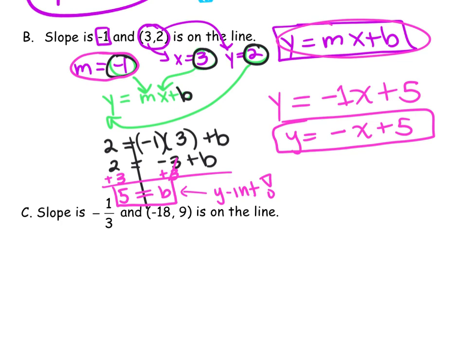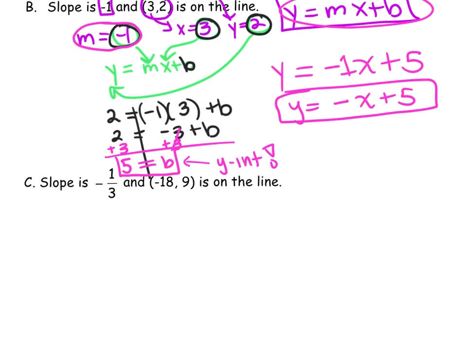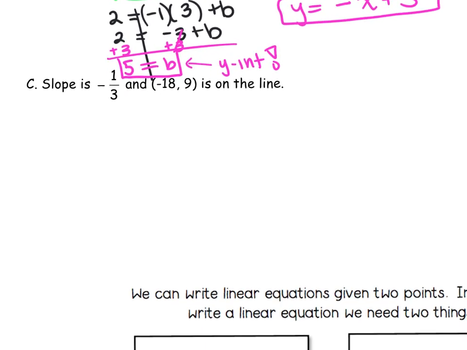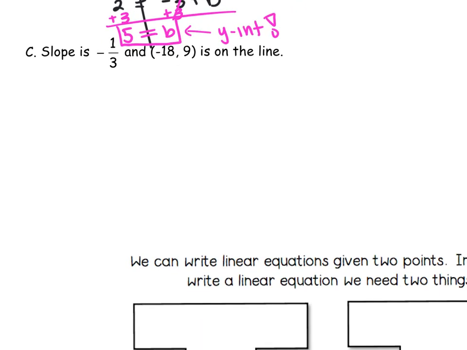All right, so I would pause the video here. See if you can try letter C. So pause the video here. So what if the slope is a fraction? So what? Doesn't matter. I still give you a point on the line, and see if you can use that information with y equals mx plus b. Label all of your pieces. All right, so pause the video here and see if you get the same answer as me.